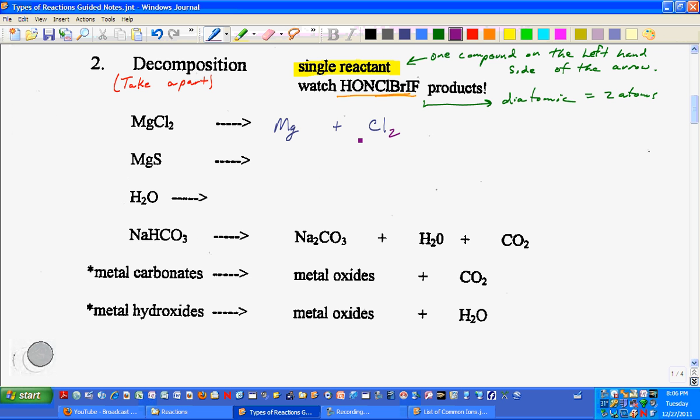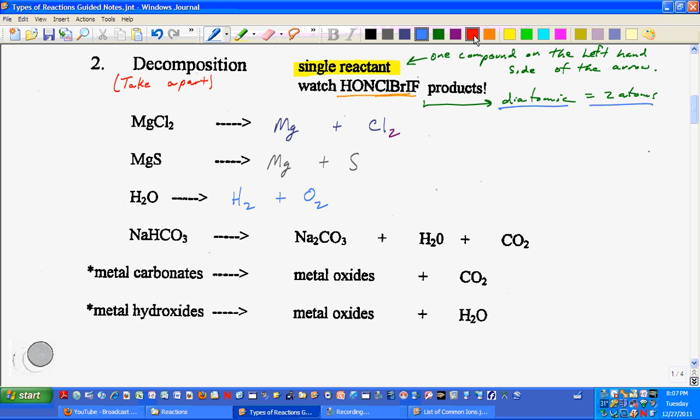Balancing, this is already balanced. Again, in its simplest form, all I'm doing is taking things apart, taking the compound apart. So for this next one, this will break down into magnesium and sulfur. With water, that would break down into hydrogen and oxygen. Again, these two are Hankelbriefs, so they both get the twos because they would be in their elemental form, and they form diatomic or two atom molecules.